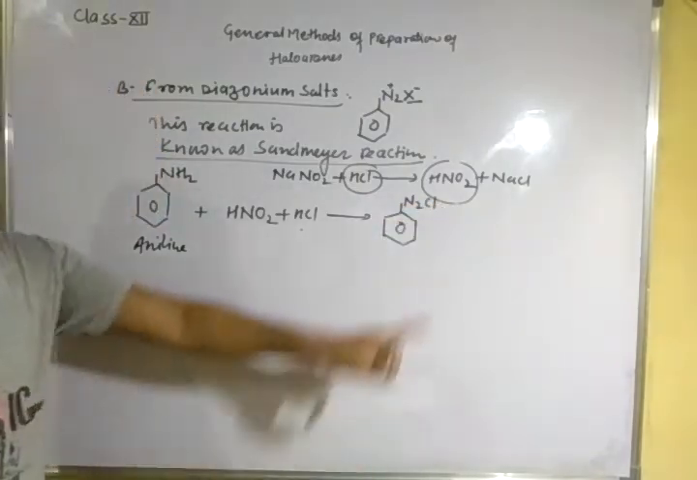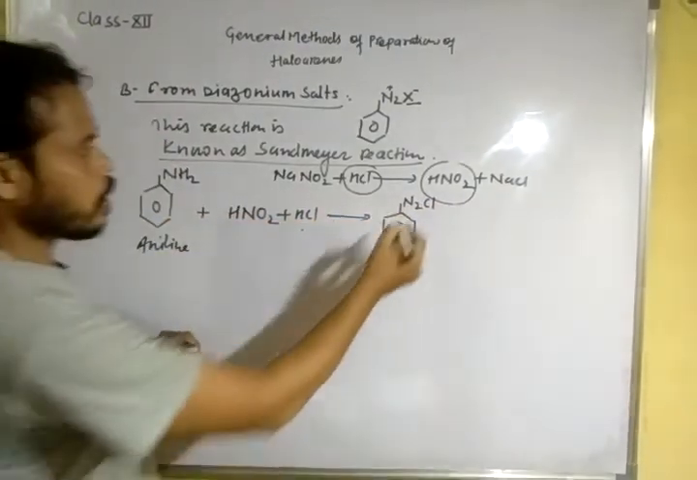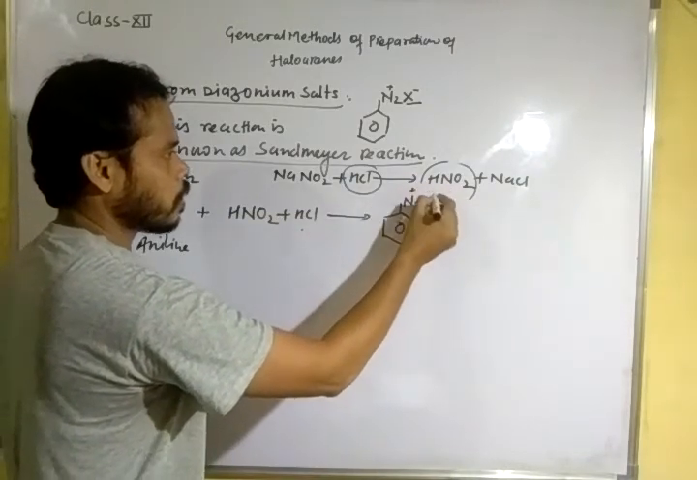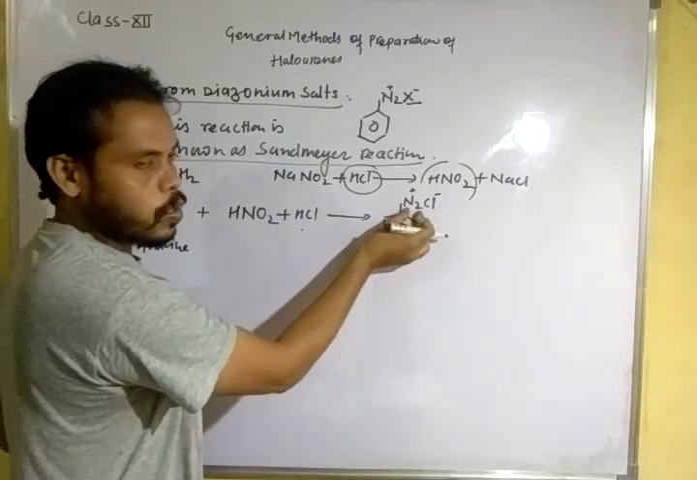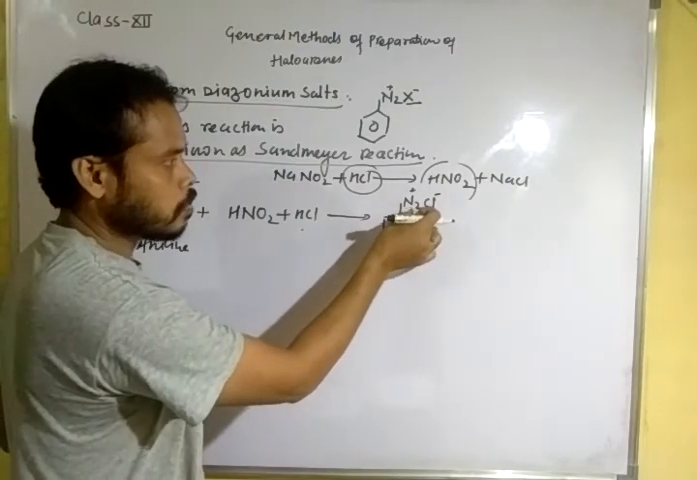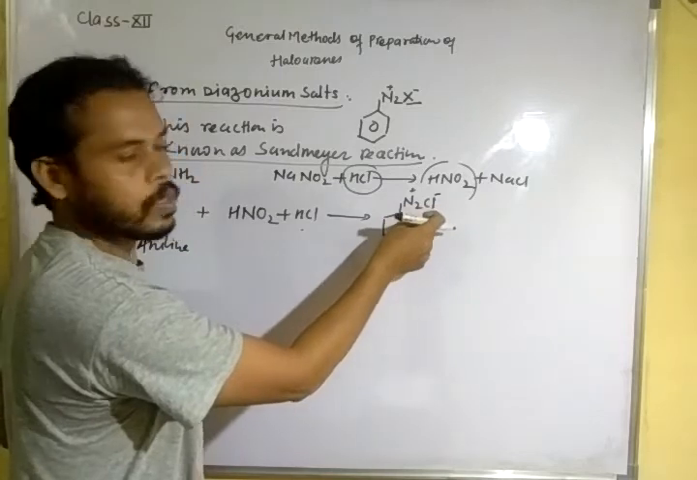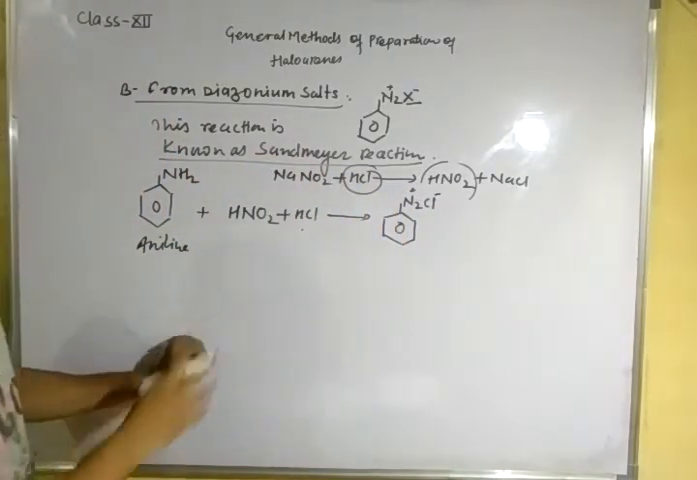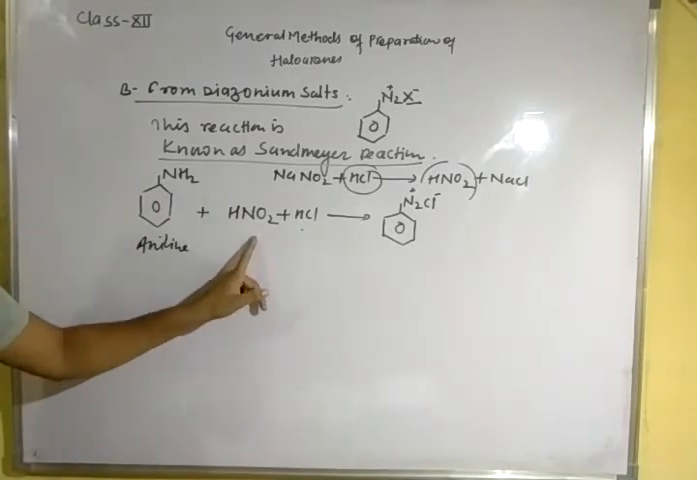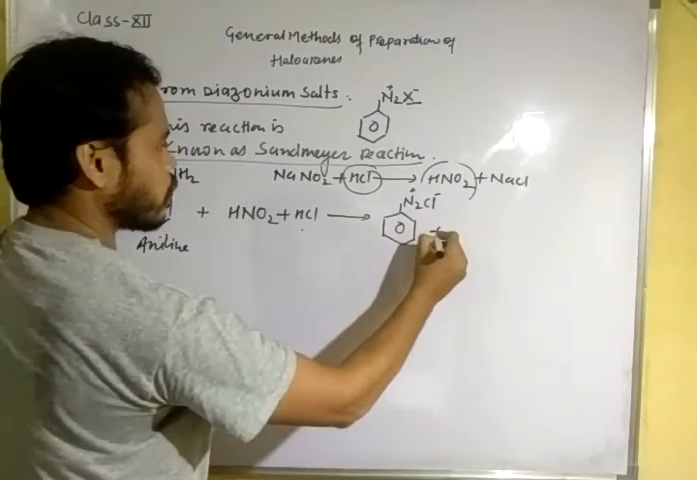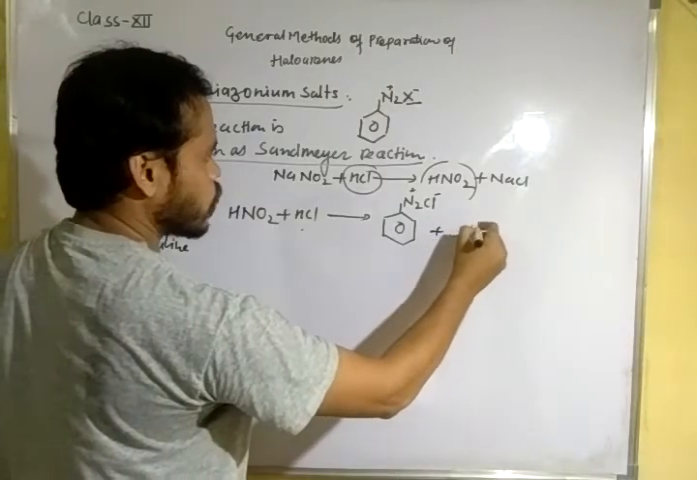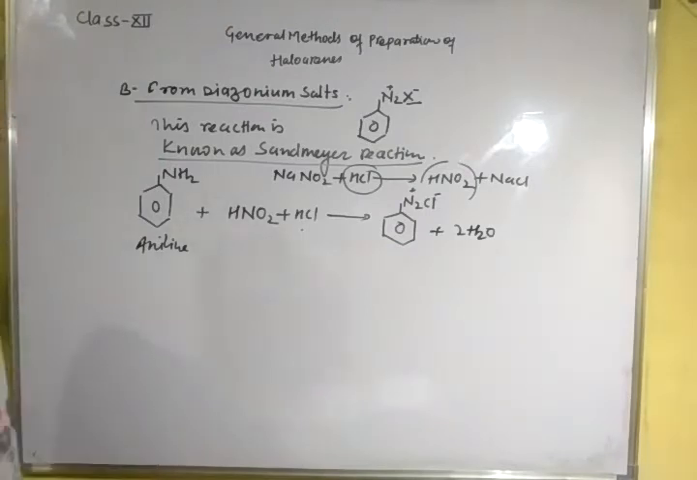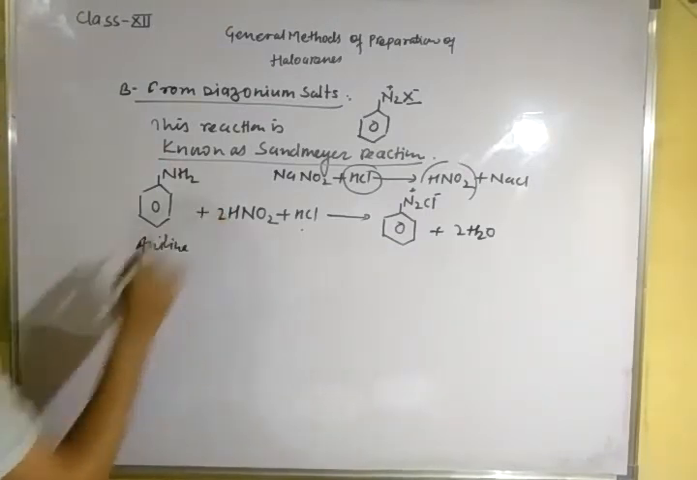N2Cl. You can see here N2Cl, the nitrogen carries the positive charge and chlorine gets the negative charge. This is the azo group. So this is benzene diazonium chloride, and in this case a water molecule is formed. You can balance it by writing 2 H2O, 2 molecules, 2 oxygen here. I hope this reaction is balanced. Clear?